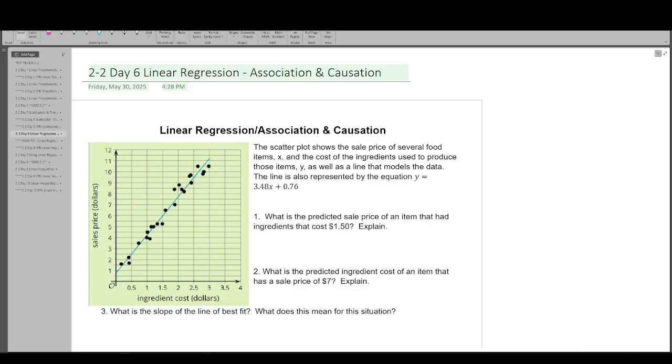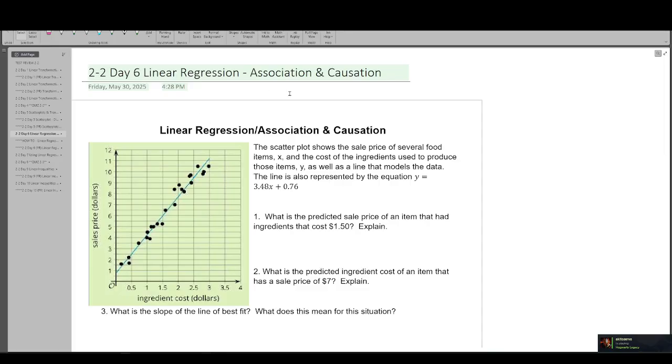So rather than doing a hand-drawn trend line, which is not precise or perfect, this isn't perfect either, right? It's an estimate, but it's the best possible estimate. You could think of this line as being the average of all of the dots.